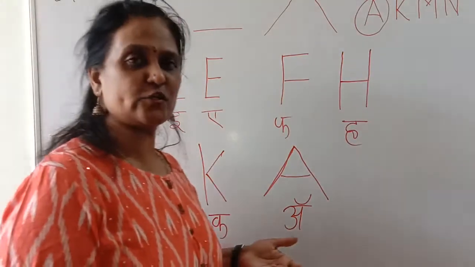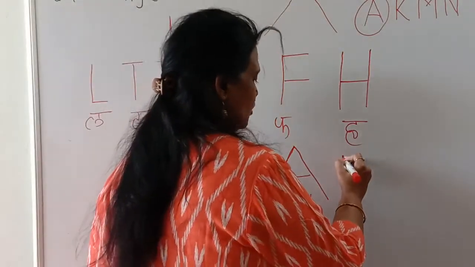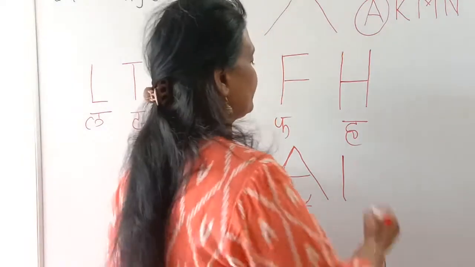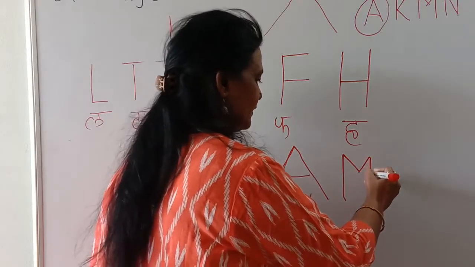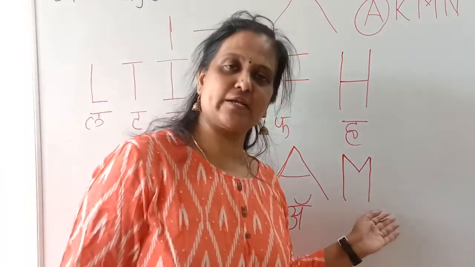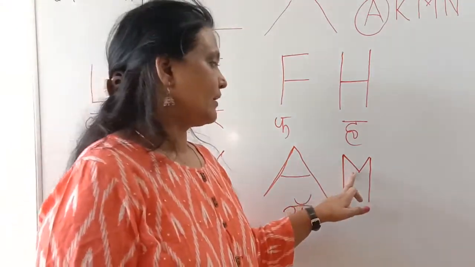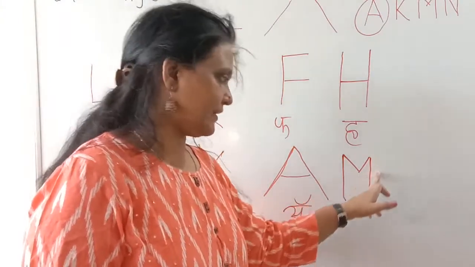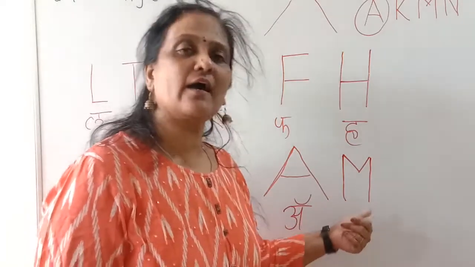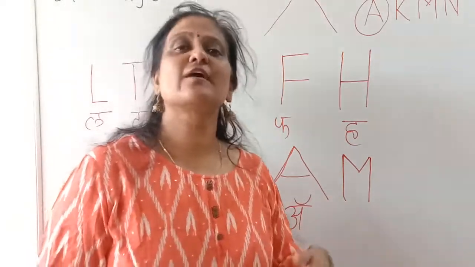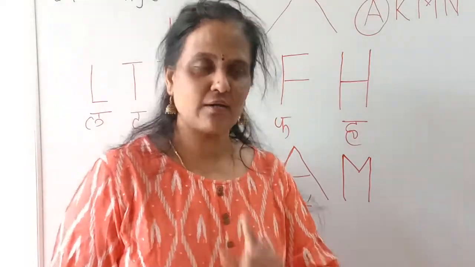Next letter I will teach you with the help of standing and slant line. Letter M. I draw a standing line, then I draw a slant line, and then I draw a standing line. It becomes a letter M. This is the standing line, slant line, and standing line. This is M. Which is this letter? This is M. M says "m".